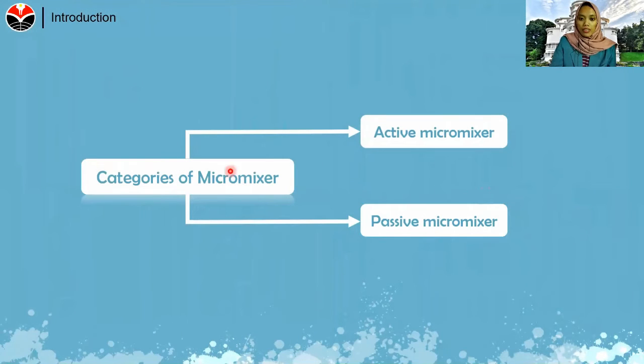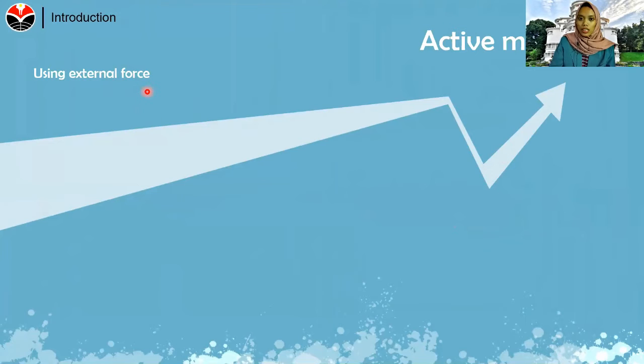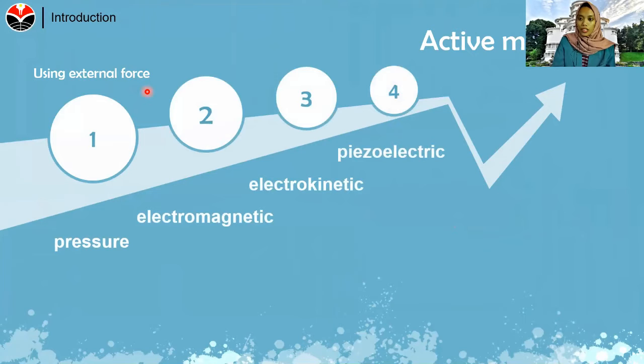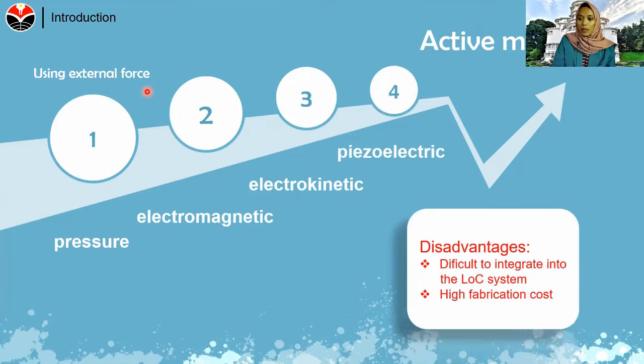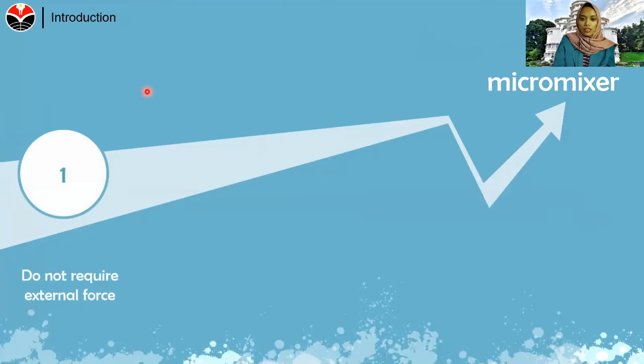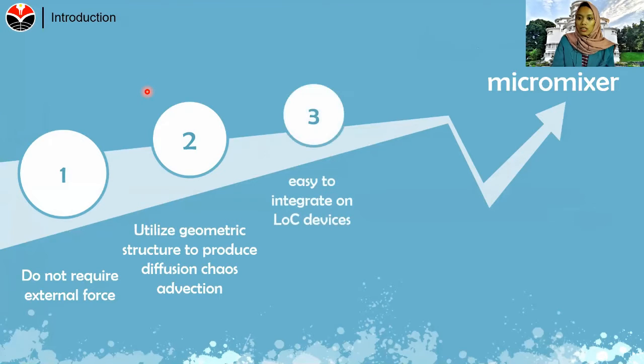Micromixers fall into two categories: active micromixers and passive micromixers. Active micromixers use external force such as pressure, electromagnetic, electrokinetic, piezoelectric, etc. But they have the disadvantages of being difficult to integrate into the LOC system and high fabrication cost, so they are not desirable. Passive micromixers do not require external force, utilize the geometry structure to produce diffusion and chaotic advection, are easy to integrate on LOC devices, and have low-cost fabrication.